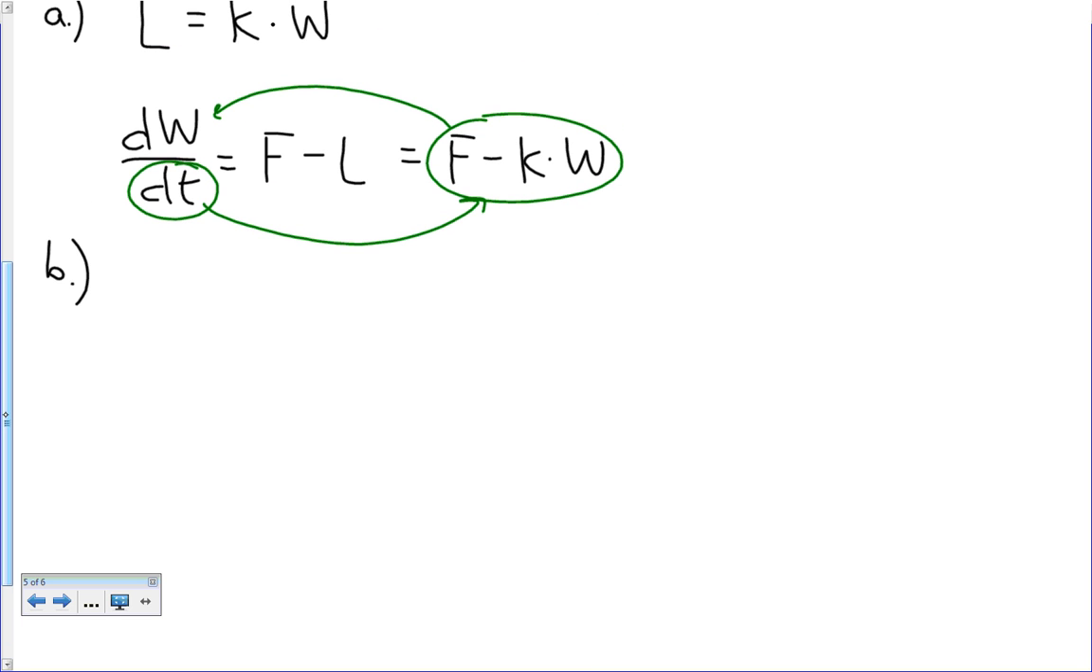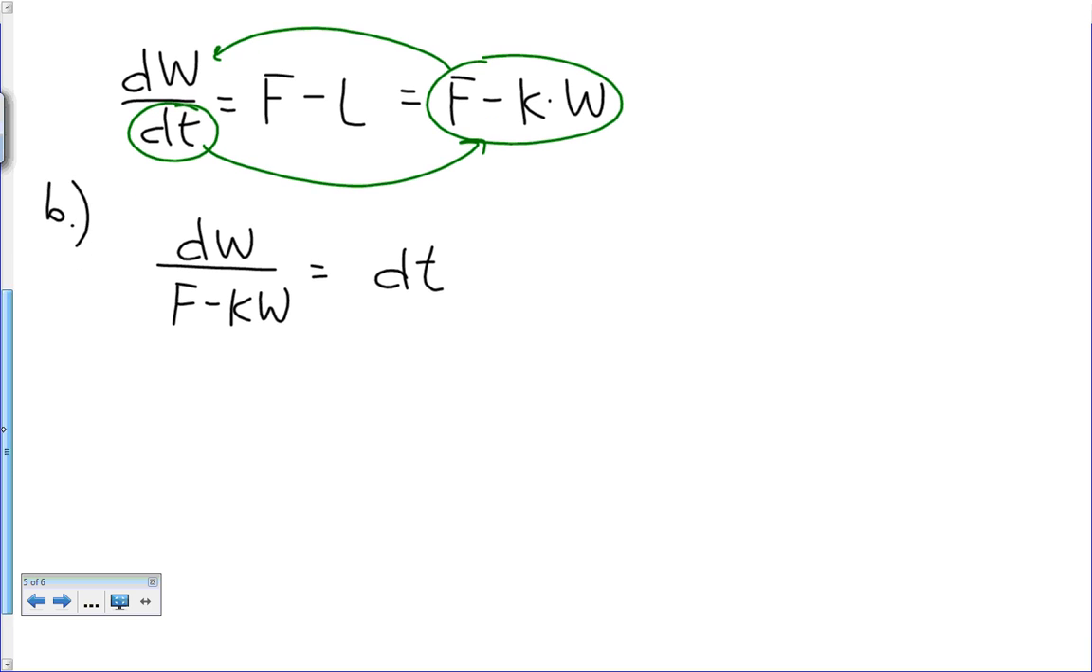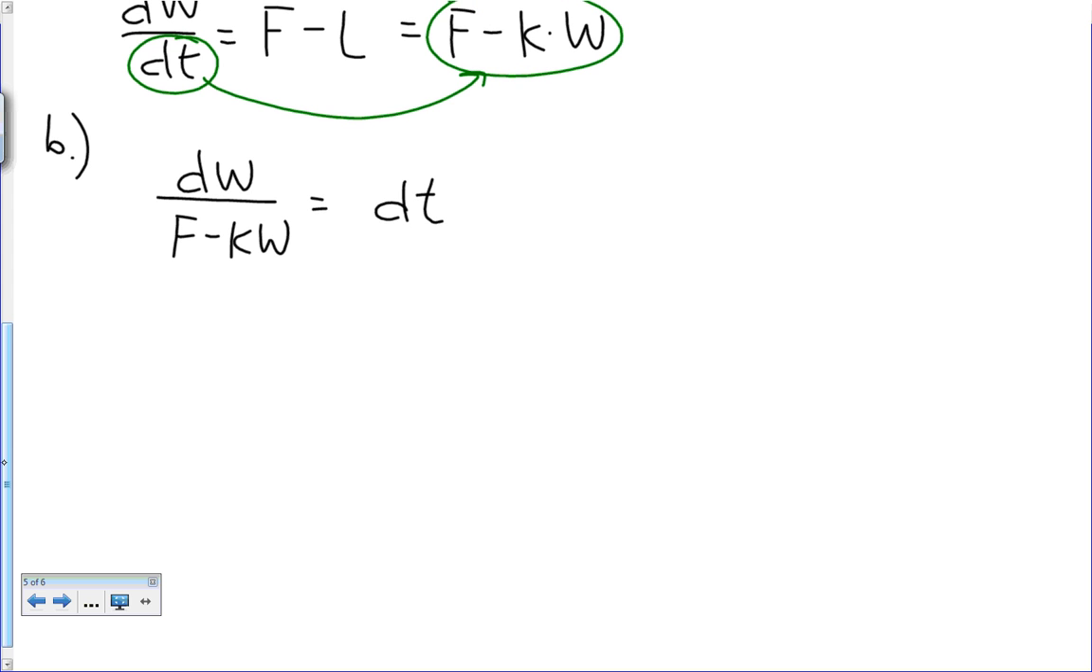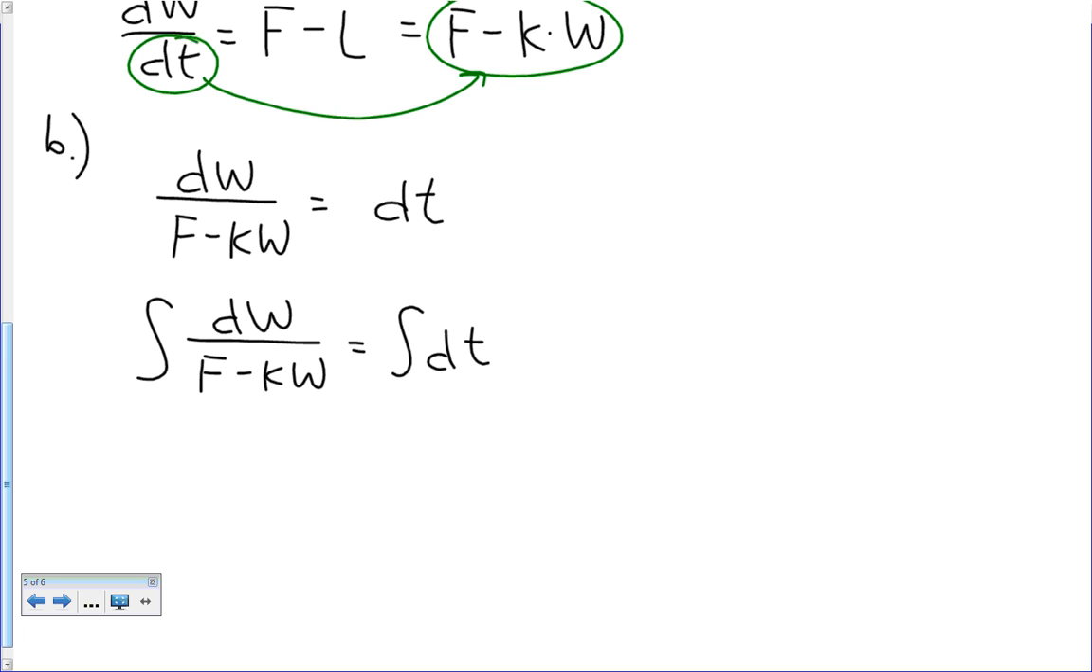So we're going to end up with dw divided by f minus kw, and that's going to be equal to just dt. That's the first step, our separation of variables. Now the next step, once we have our variables separated, is to actually integrate this. So we integrate dw divided by f minus kw, and that's equal to the integral of dt.